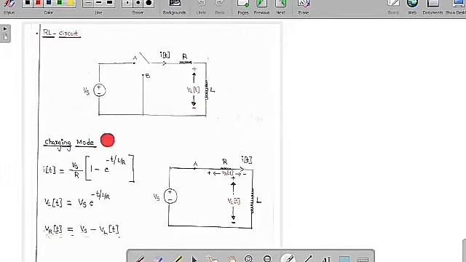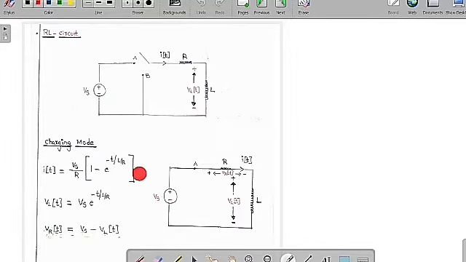In the charging mode, the current in the inductor cannot change instantaneously. Because of that, the current increases in a very slow manner. Initially the inductor acts like an open circuit, whereas finally it acts like a short circuit. So the expression of the current is Vs by R into 1 minus e to the power of minus t by tau, where tau is equal to L by R.